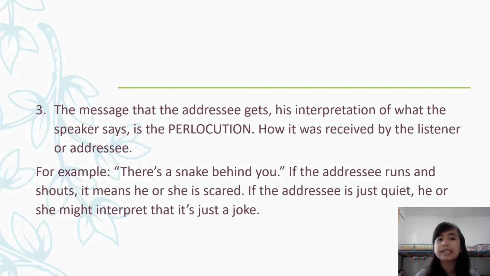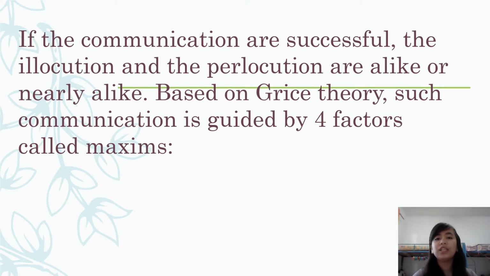The last one is the message that the addressee gets. His interpretation of what the speaker says is the perlocution, how it is received by the listener or addressee. For example, there is a snake behind you. If the addressee runs and shouts, it means he or she is scared. But if the addressee is just quiet, he or she might interpret that it is just a joke. If the communication is successful, the illocution and the perlocution are alike or nearly alike.